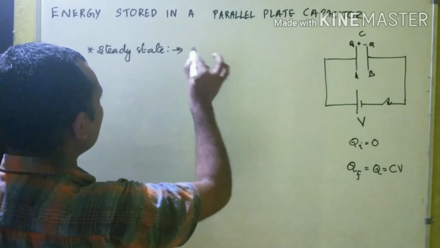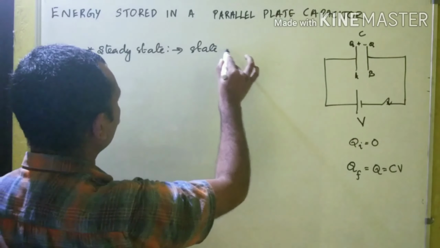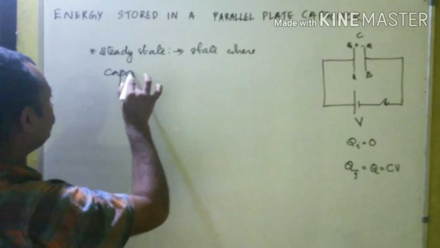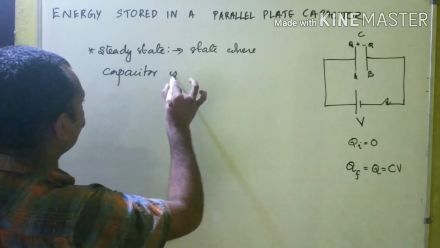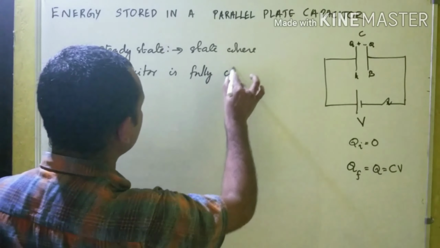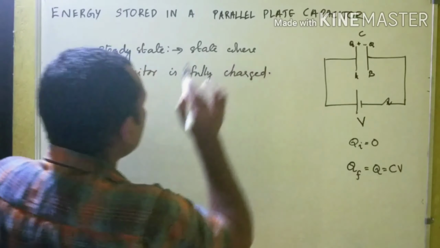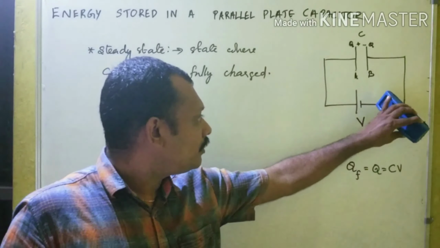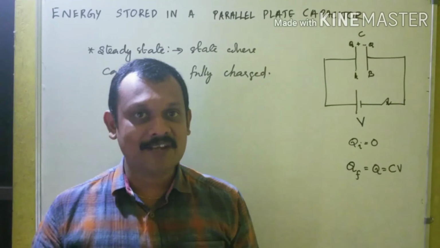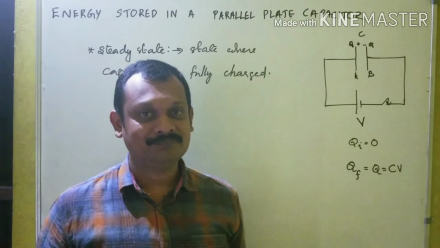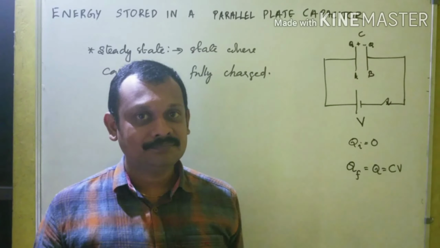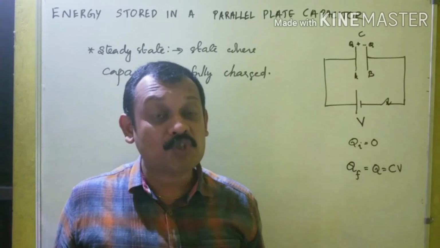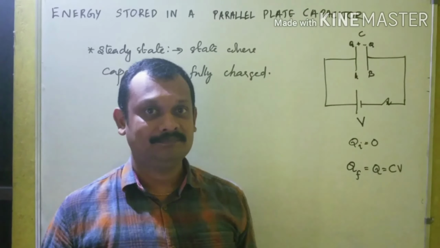Steady state is that state where a capacitor is fully charged. That means there is a state between t equal to 0 and steady state where the capacitor is charging. What do you mean by charging? Charging is a process where each plate accumulates a charge, or it's a process of accumulating energy between the plates of the capacitor.